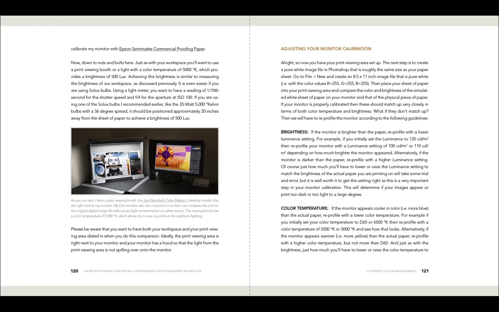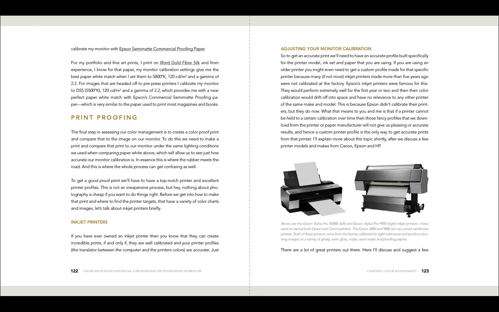If the paper on my monitor looks warmer or cooler than the white sheet of paper in my viewing box, because the viewing box is calibrated to daylight, 5,500 or 5,000 degrees Kelvin, so it's very accurate, then that means I need to adjust my color temperature.